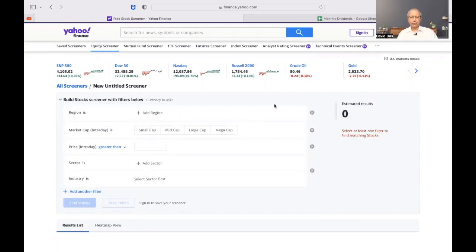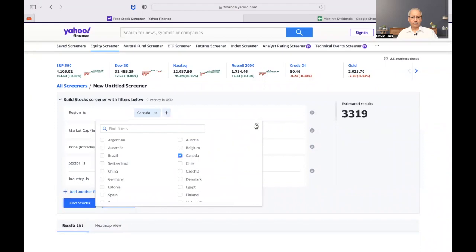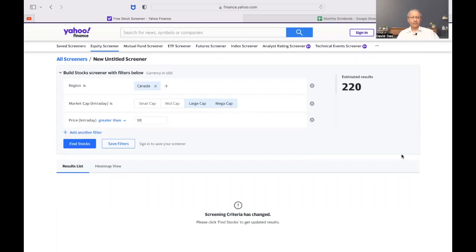As I'm trying to focus on Canadian stocks, the region I'm going to select is Canada. On the market cap, I'm going to select only large cap and mega cap. I'm going to pick stocks which are greater than $10. So now we have 3 rules. I'm going to add 4 more.